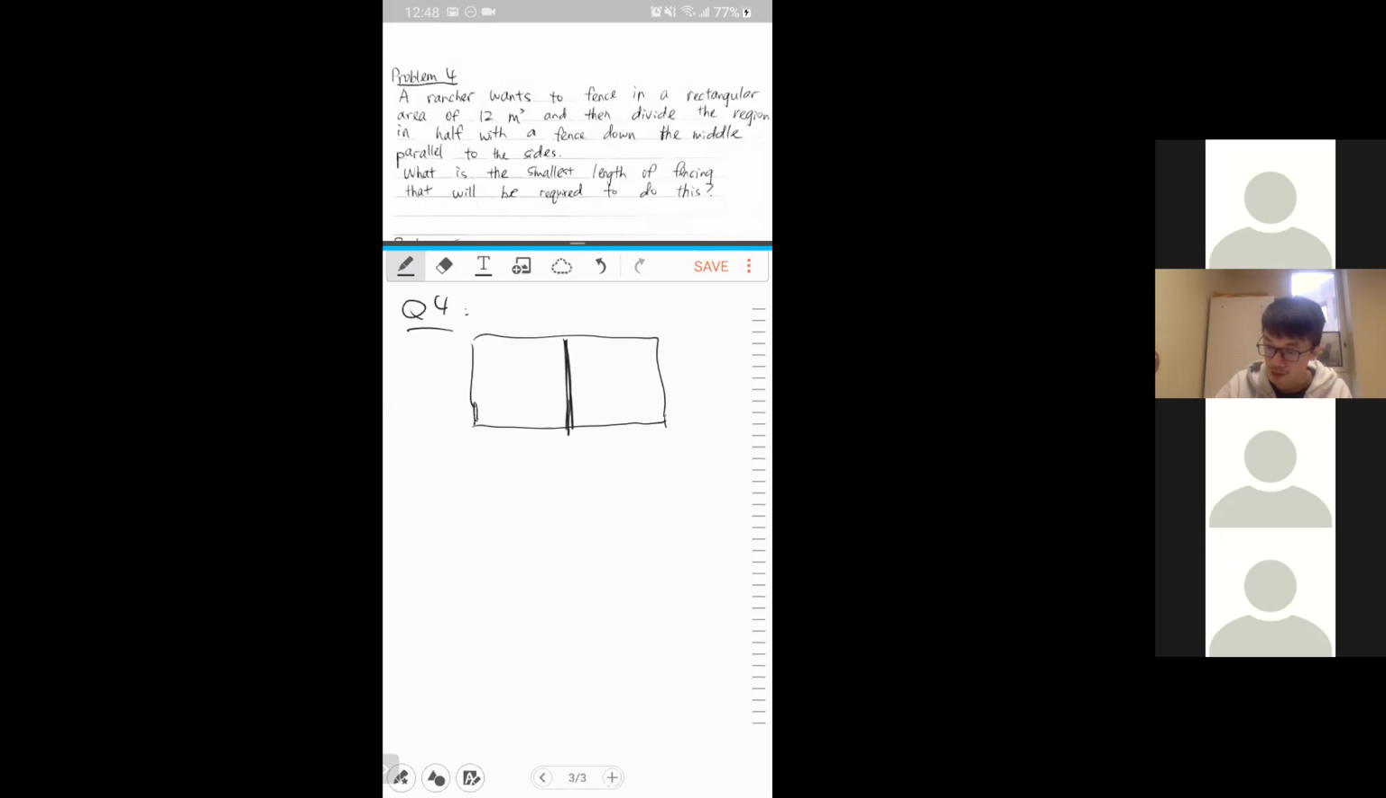Now let's put some variables in it. Let's call this one x. So the middle one should also be x, and this one is also x. The top is y. So I'm calling the total length on top y, and the same for the bottom. Is it okay for everyone?